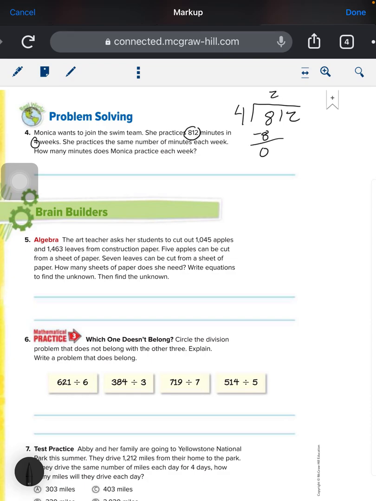4 will go into 8 twice. 2 times 4 is 8. 8 minus 8 is 0. Bring the 0 down. Oh dear, 4 will not go into 1, so above the 1 we need to put a 0. 0 times 4 is 0. Bring the 1 down because that's what we have left. Pull the 2 all the way down to the bottom. Yes, 4 will go into that 3 times evenly. 3 times 4 is 12. 0. So she will practice a total of 203 minutes.